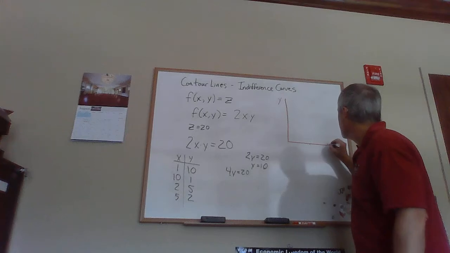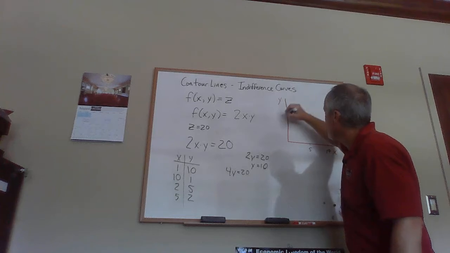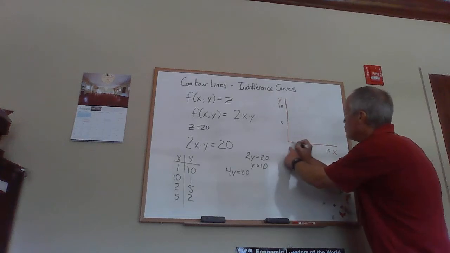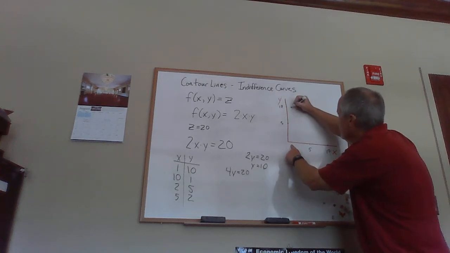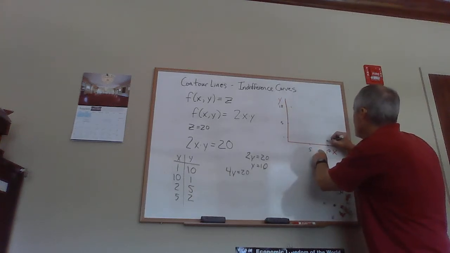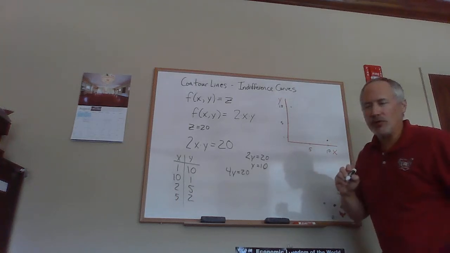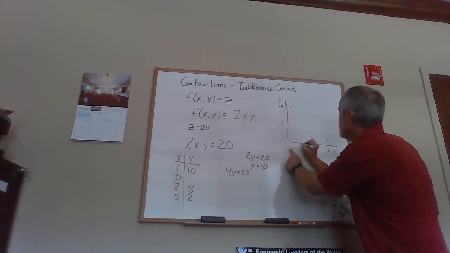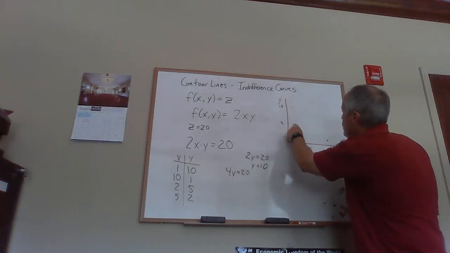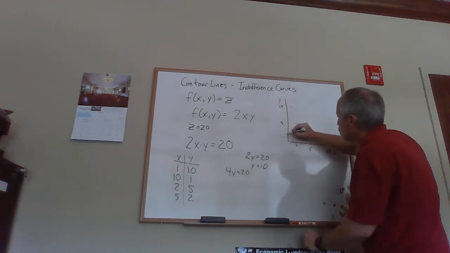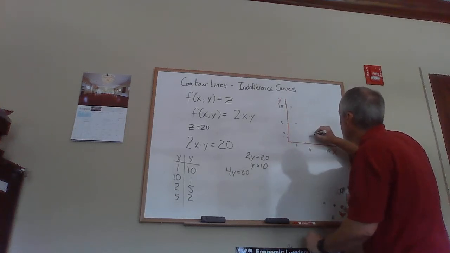So the point with 1 and 10 would be on here. If x was 1, we know that y could be 10. So that gives a point there. And if y was 1, x would be 10. That would give us a point there. And then we also know we've got 2 and 5. So if x was 2, we know that y would have to be 5. That would be right here. And if y was 2, x would be 5. That would give us a point right there.